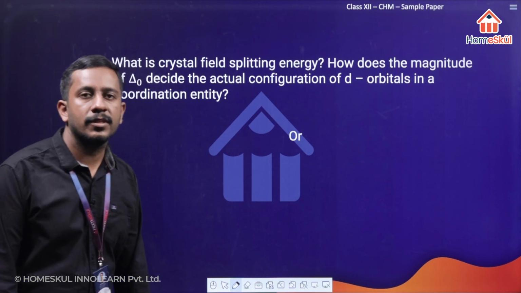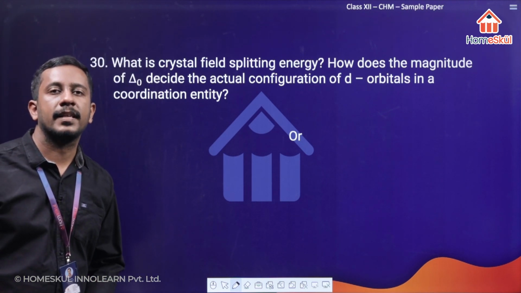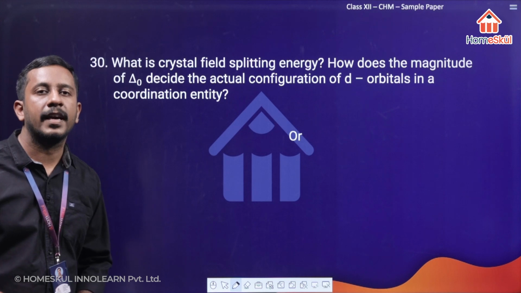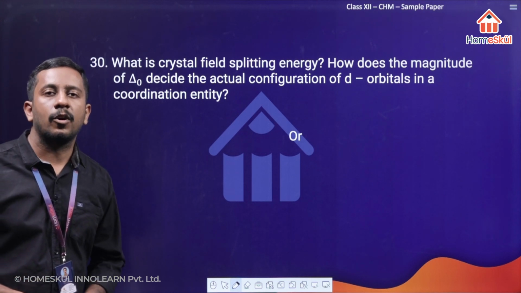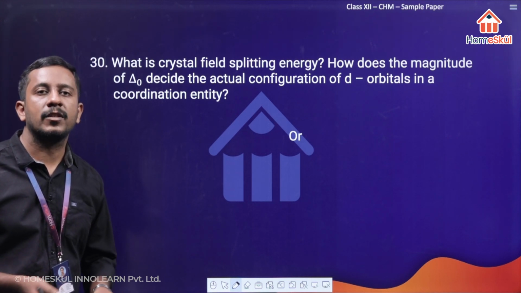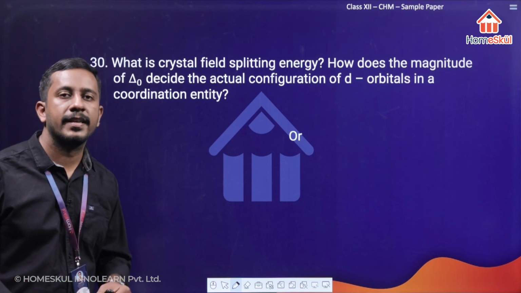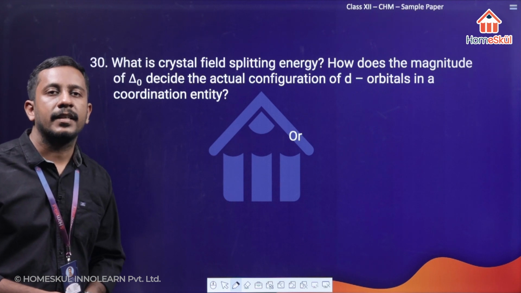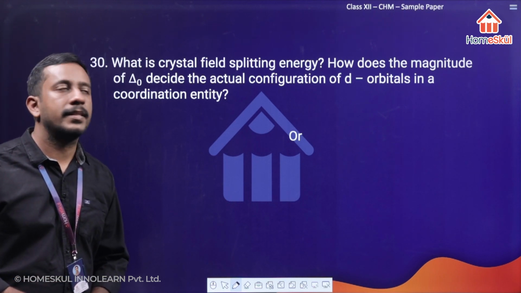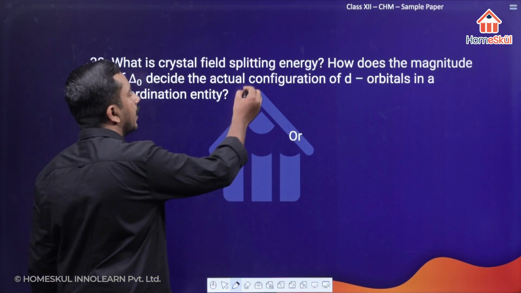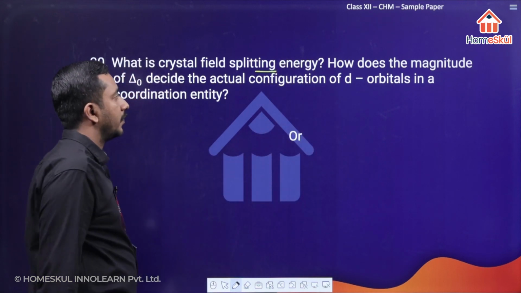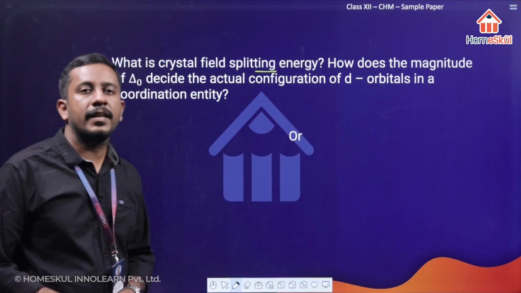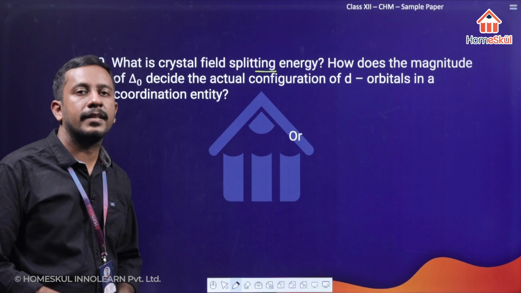We know that in the absence of ligands, all the 5 d orbitals are degenerate, whereas in the presence of ligands, the degeneracy of these d orbitals is lifted and they are going to get split into 2 sets of orbitals as T2 and E sets. So the difference in energy between these 2 sets of orbitals is called the crystal field splitting energy, or CFSE.